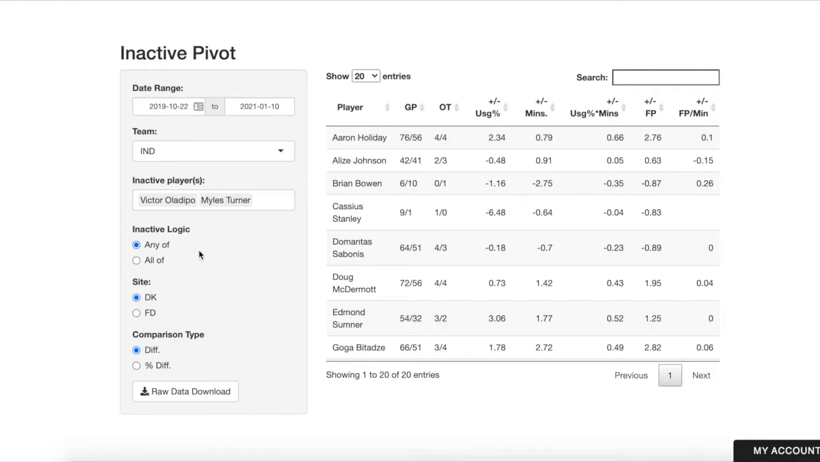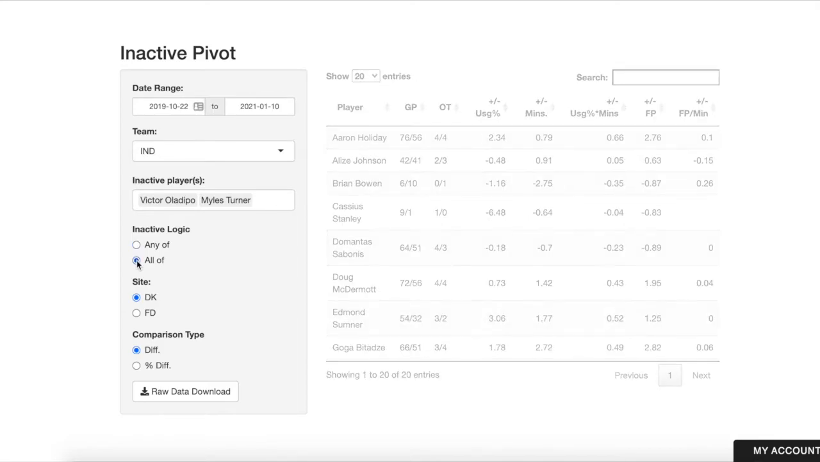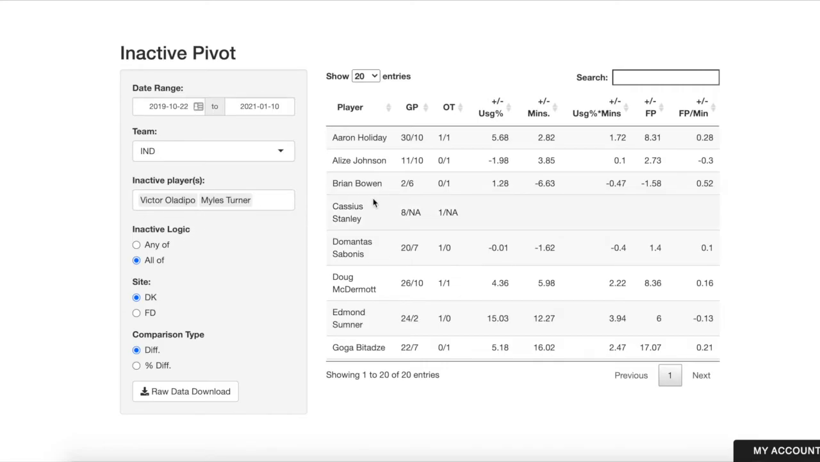And there's this inactive logic input where you can select counting inactive games, games that are part of this inactive set as games in which any of Turner or Oladipo are inactive. So maybe there's an upcoming game where both Oladipo and Turner are ruled out. We might want to look at relative performance, minutes, usage of players when either of these two guys are out, or if it is a set of players who frequently miss games together, we can type in all of, and it will consider the inactive set to be games in which both Turner and Oladipo were out in the same game.